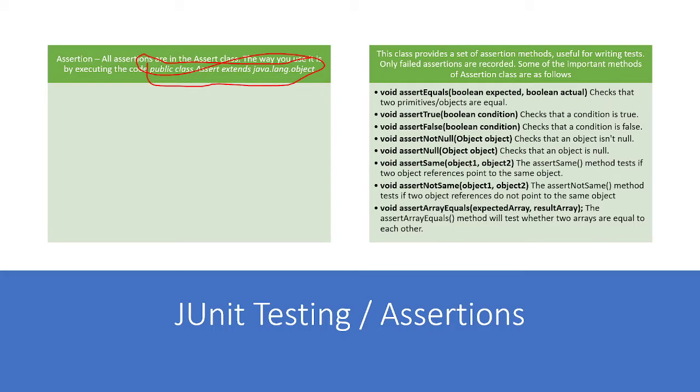void assertSame(object1, object2) checks that the two object references point to the same object. void assertNotSame(object1, object2) is basically the opposite of this one. And void assertArrayEquals(expectedArray, resultArray) will test whether two arrays are equal to each other.